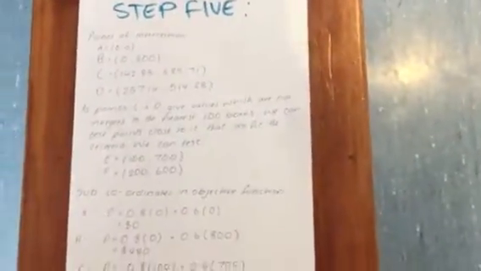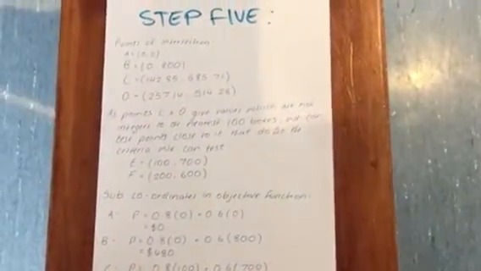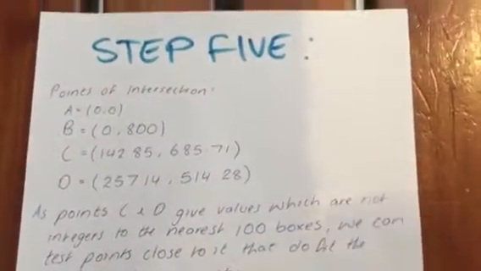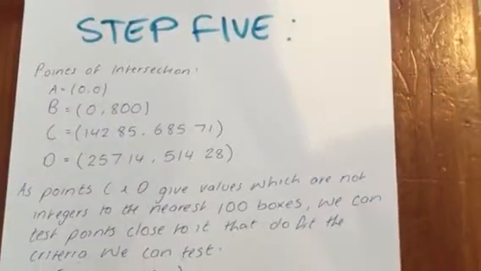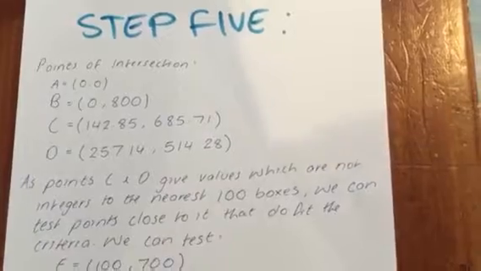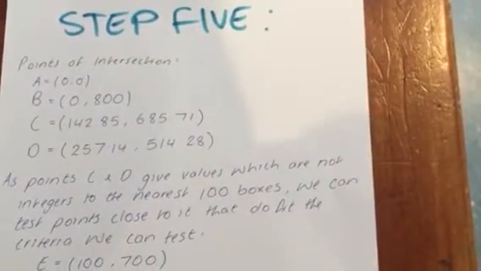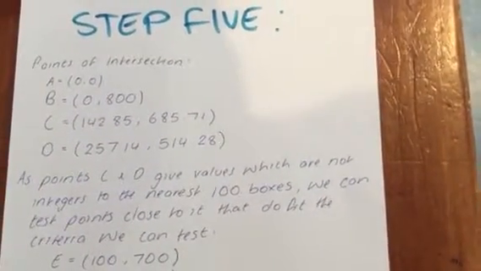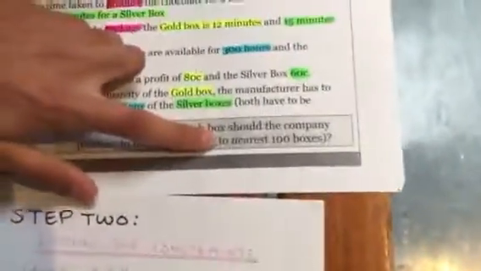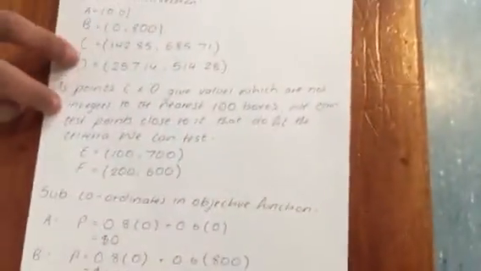The next step is you find the coordinates of the points of intersection, and you can do this using your graphics calculator. We've got A is 0, 0, B is 0, 800, C is 142.85 and 685.71, and D is 257.14 and 514.28. But if you remember from the question, it says to round to the nearest 100 boxes. So that means these two have to be rounded.